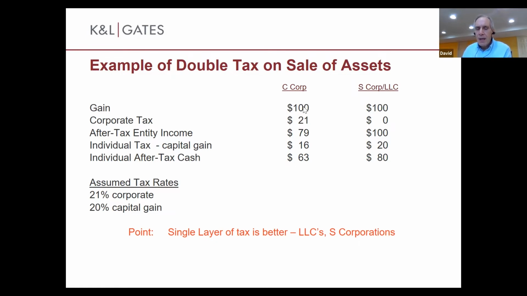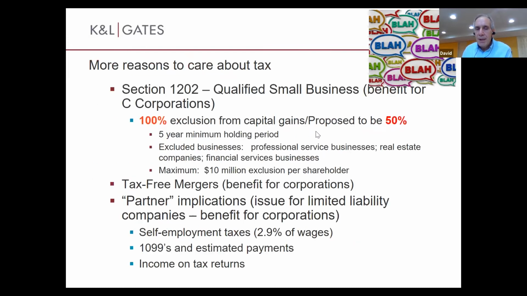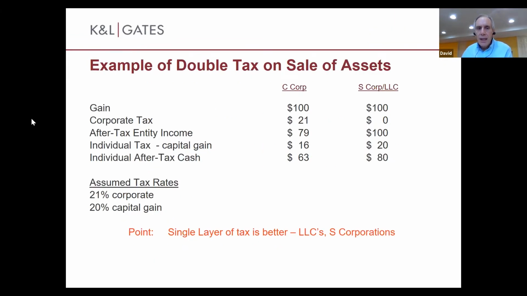If the corporation makes $100, the corporation has a 21% tax rate and pays tax of $21. Oops, how did I do that? One second, going back. There we go. So the corporation pays tax of $21, that leaves $79. Then it sends that out to the shareholder. The shareholder pays capital gain rates on it, I assume, of $16. So that leaves $63 net for the individual shareholder, after the corporate rate and the individual rate.